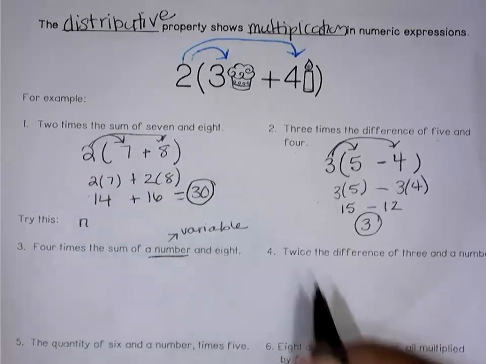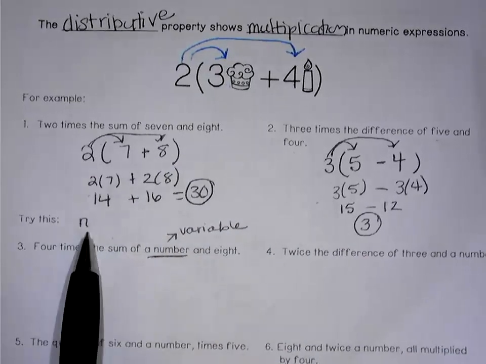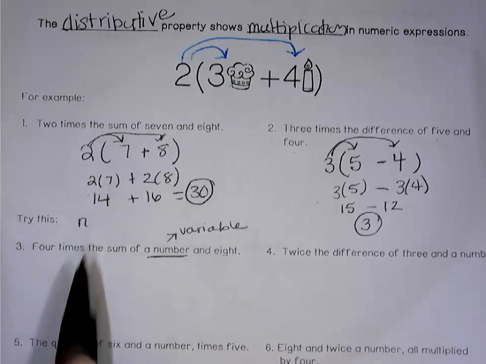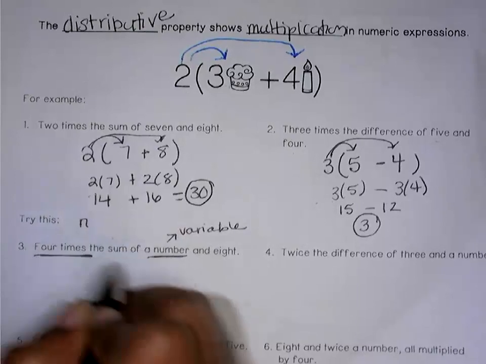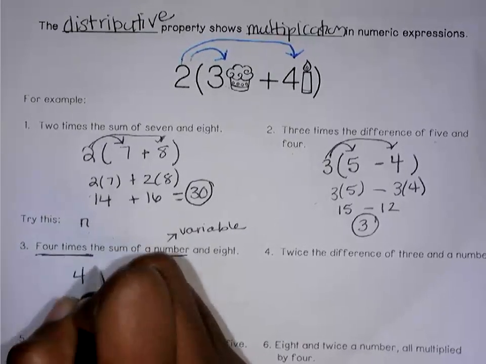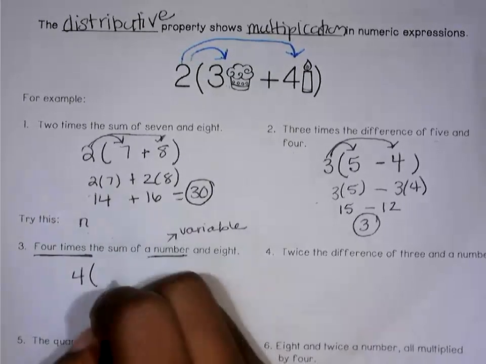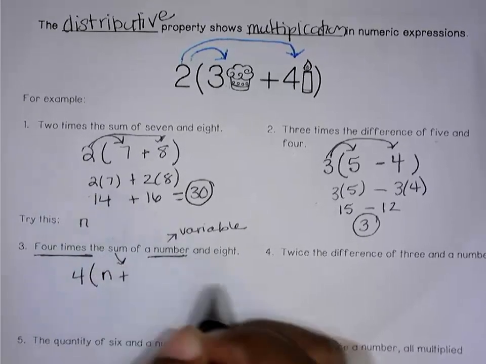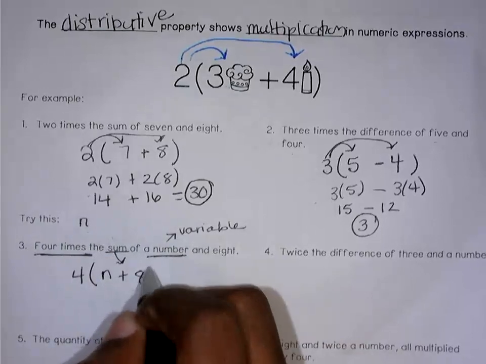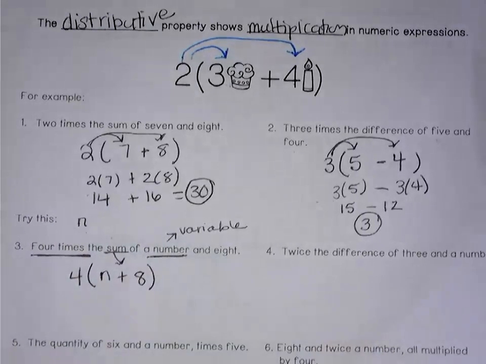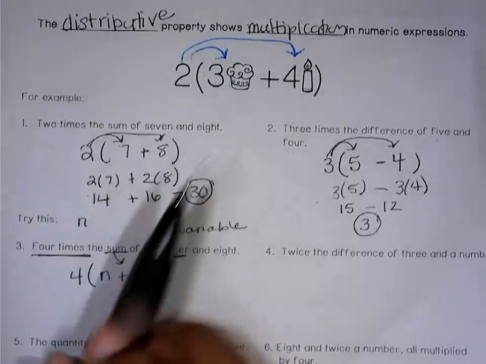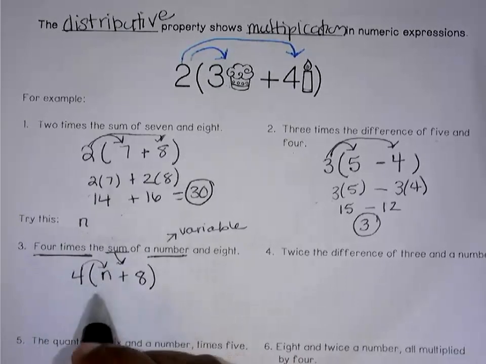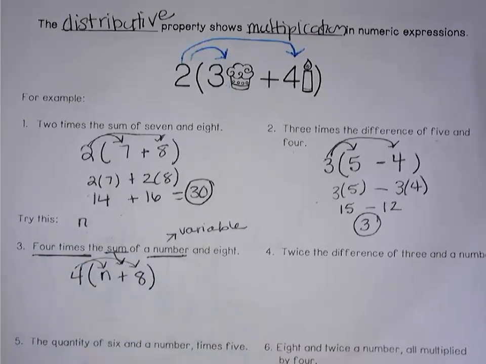All right, this can be any letter, but just use N for all of these. So if it says 4 times, we know 4 is going on the outside, plus the sum of a number N, because we don't know that value, plus 8, because the sum tells us to add, right? Same thing that you did above. You're going to take 4, multiply it by n, and then take 4 and multiply it by 8.